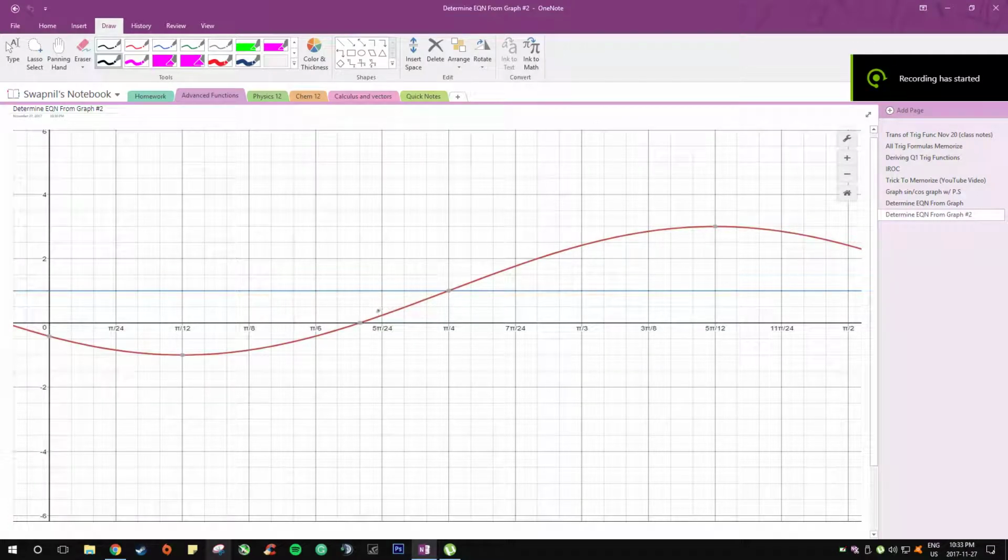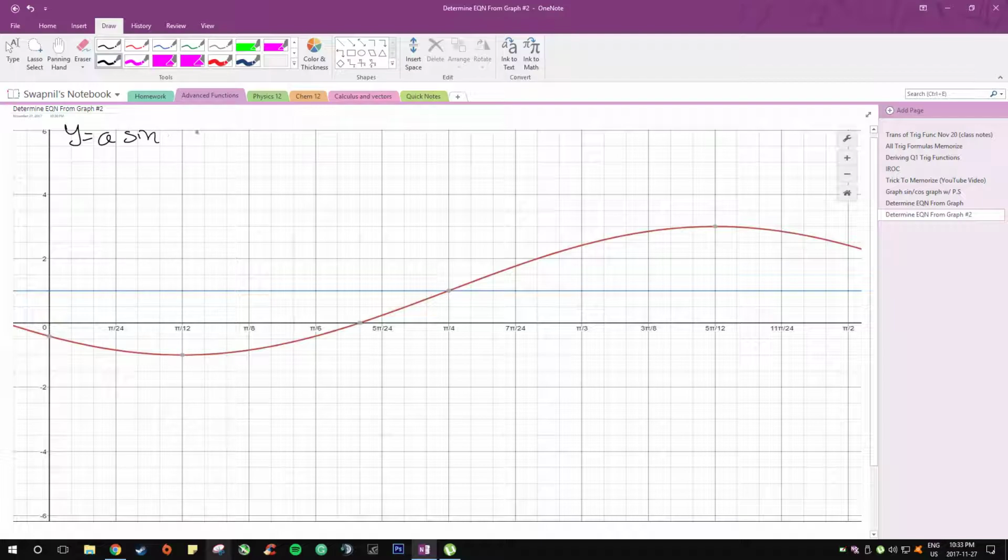Alright, let's determine the equation of this graph, and we're not given anything other than the graph. So we're going to determine the equation in the form y equals a sine or cosine of k(x minus d) plus c. The main points we need to find are a, k, d, and c. So let's get started.